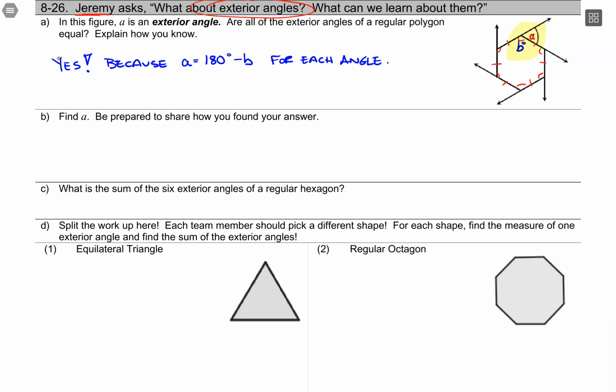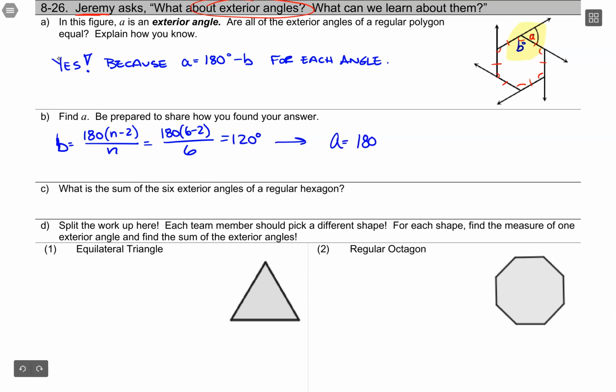Let's jump down to part B here. It says find A, be prepared to show how you found your answer. Well, I remember from the front side, we had this relationship that B is going to be 180 times n minus 2 over n, and for a 6-sided shape, a hexagon, we're going to have 180 times 6 minus 2 over 6, and that's 120 degrees. So that means A is going to be 180 degrees minus 120 degrees, which is 60.